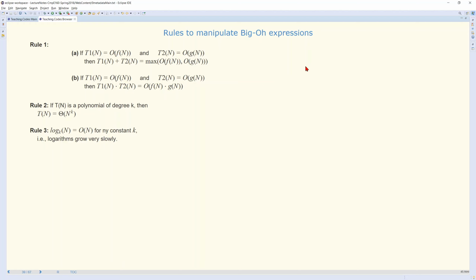In rule 2, if T of n is a polynomial of degree k, then we can say T of n is equal to theta of n to the k. And in rule 3, log base k of n is equal to big O of n for any constant k. That is, the logarithms grow very slowly.